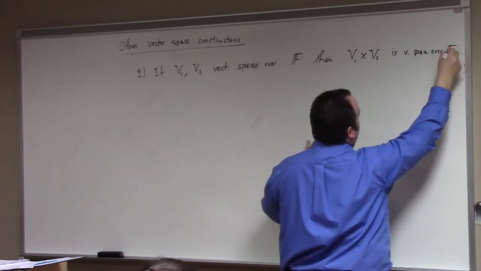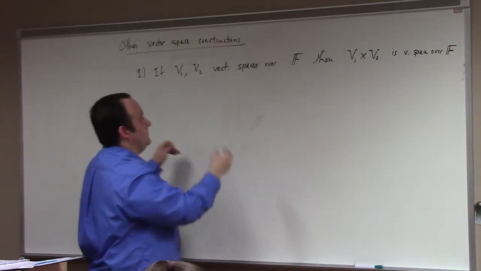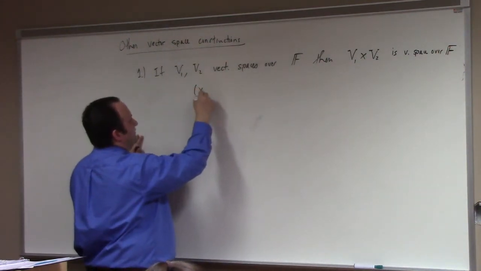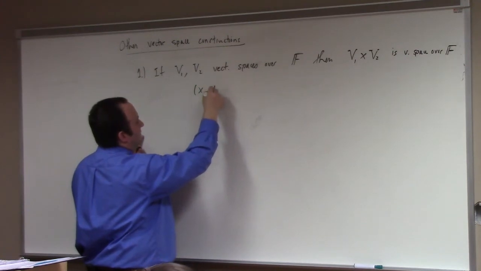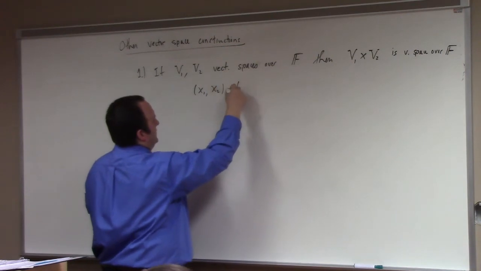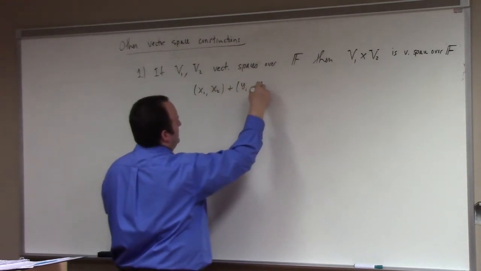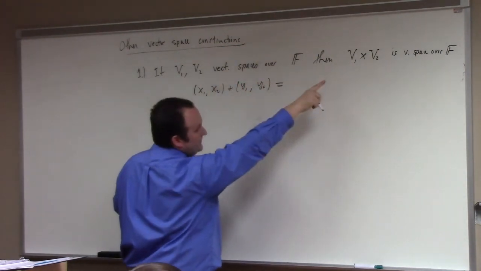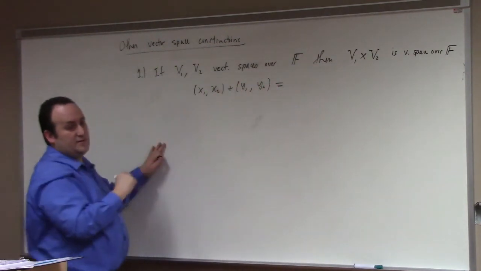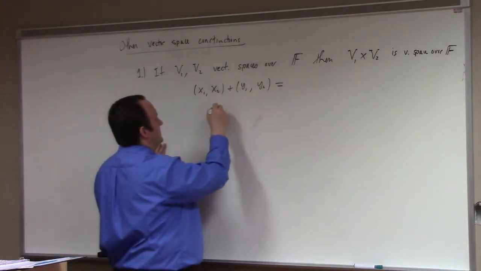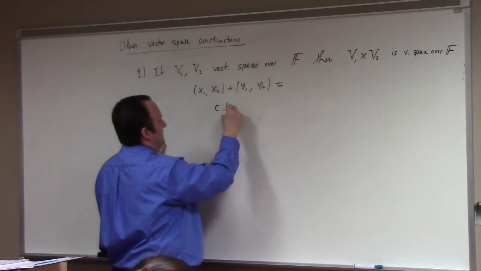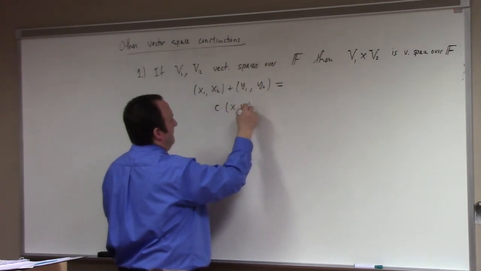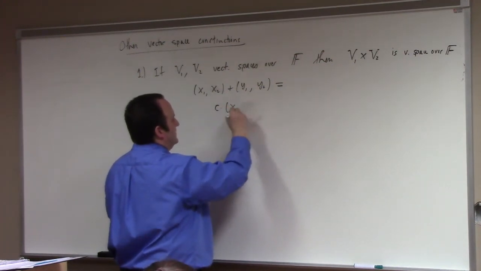So how do you define it? It's very simple. So we do x1, x2 plus y1, y2. Those are two typical elements of the Cartesian product of V1 and V2. How are we going to define the sum? And how about the scalar multiple?